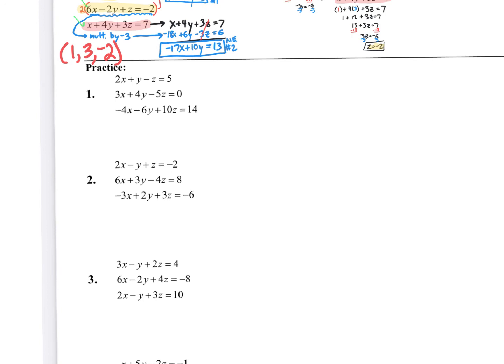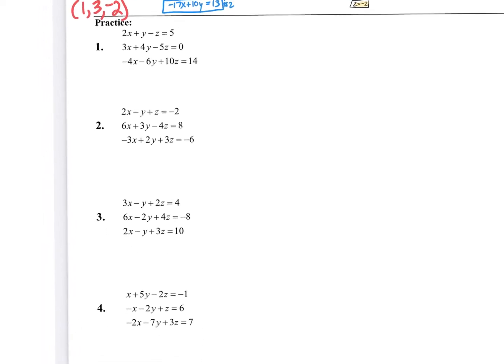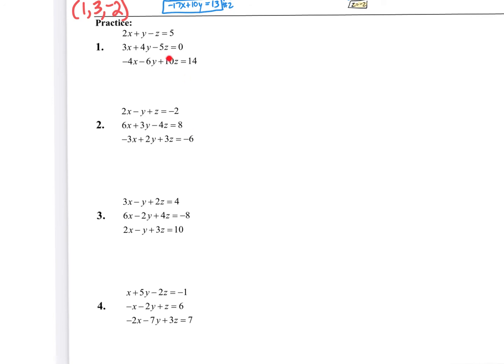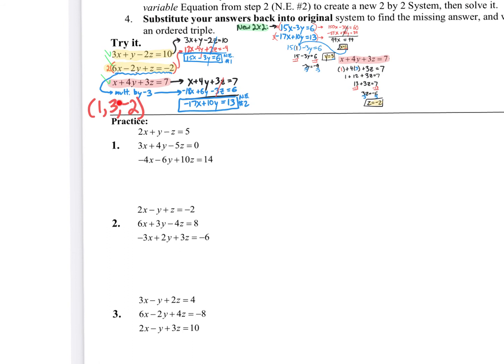And once you follow the steps a couple of times, it'll be like riding a bike. You'll be able to do it without looking at the steps, right? Now, let me tell you on the practice, this is our homework, by the way, and we have the rest of the class to work on this. And let me tell you, 2 out of these 4 will be ordered triples, kind of like we got an ordered triple up here, okay?